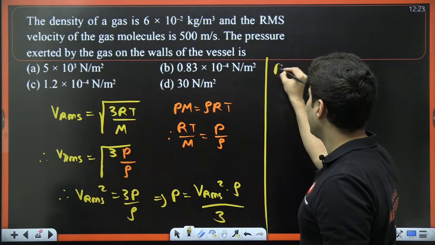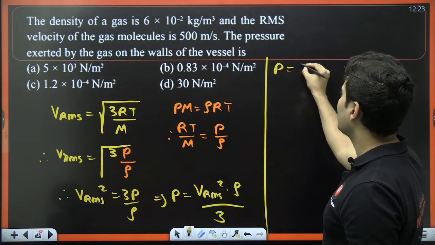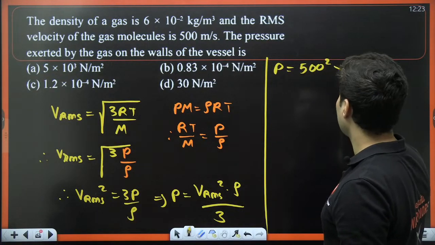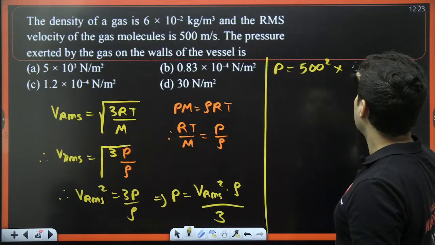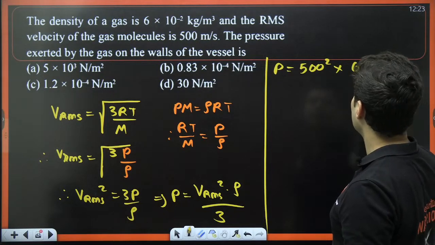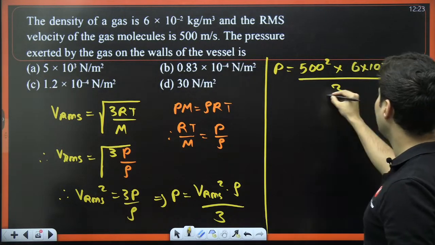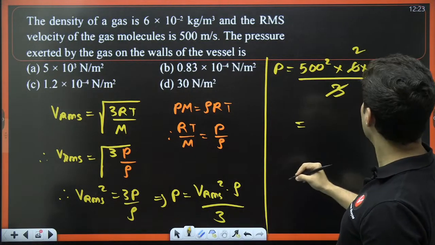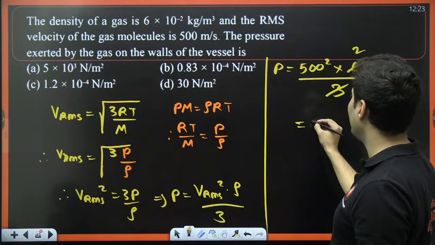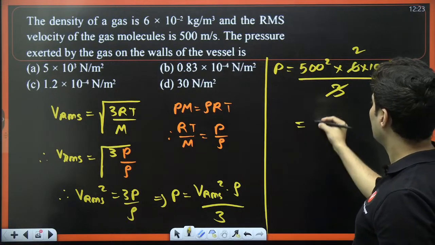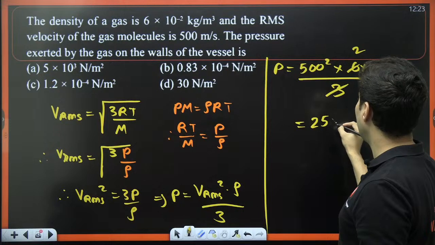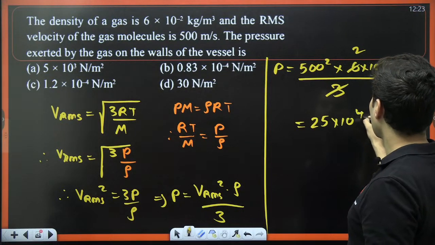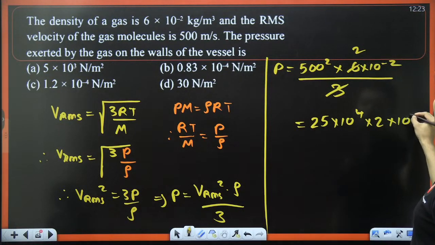So the pressure will be VRMS square, that is 500 square, into density 6 into 10 to the power minus 2, whole thing divided by 3. 3 goes with 6 two times. So 5 twos are basically 5 square, so 25 into 10 to the power 4 into 2 into 10 to the power minus 2.